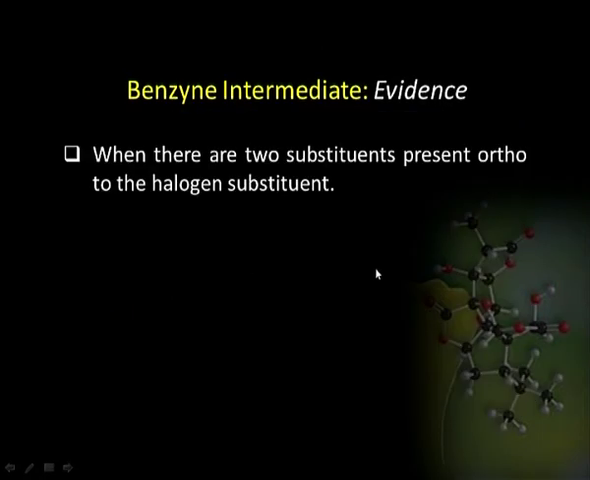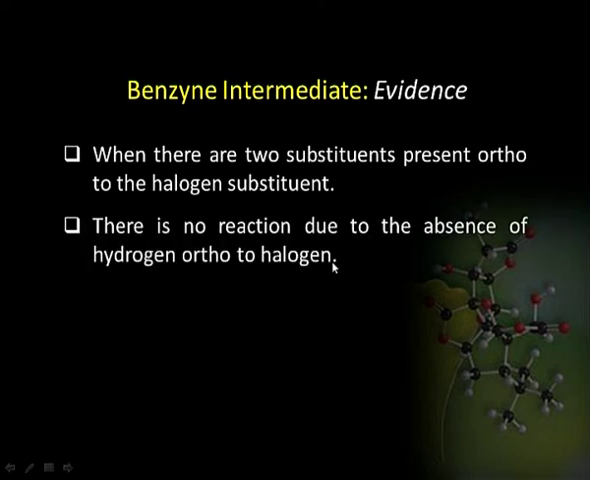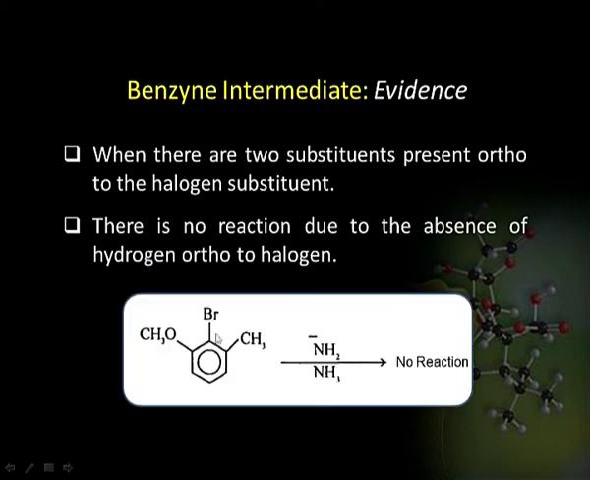When there are two substituents present ortho to the halogen substituent, there is no reaction due to the absence of hydrogen ortho to halogen. So, we see that this bromo compound has two substituents and both of these are substituted at ortho position. At one position we have methoxy group and at the other one we have methyl group. There is no hydrogen available which will give rise to the formation of benzyne intermediate. Therefore, such aryl halides will not show the nucleophilic substitution.